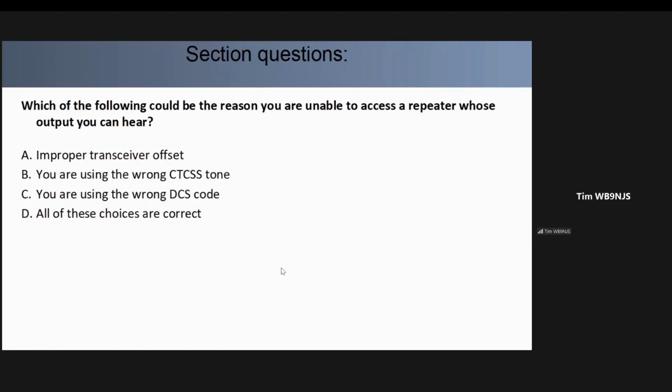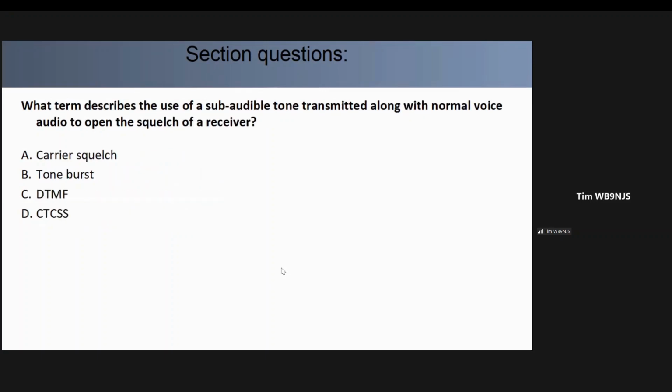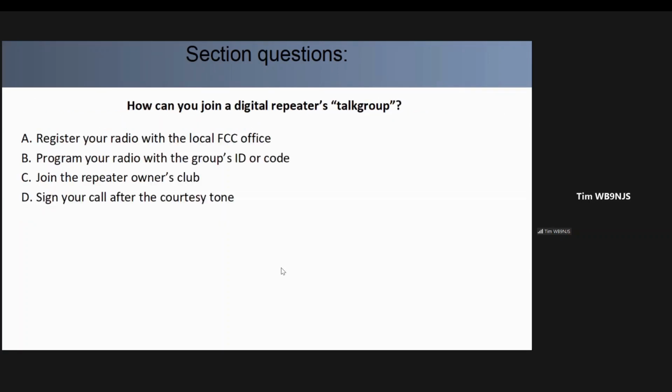So all of those choices are correct. The offset could be wrong, or there could be a lack of a tone or the wrong code if a code is required. Which term describes the use of a sub-audible tone transmitted along with normal voice audio to open the squelch of a receiver? Well, that's that fancy five-letter one, CTCSS. That is sub-audible tone access, CTCSS.